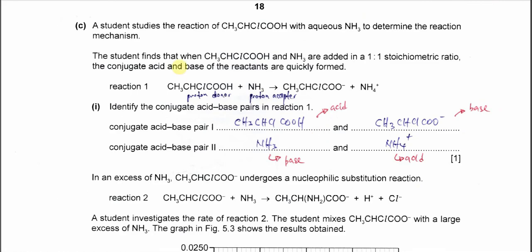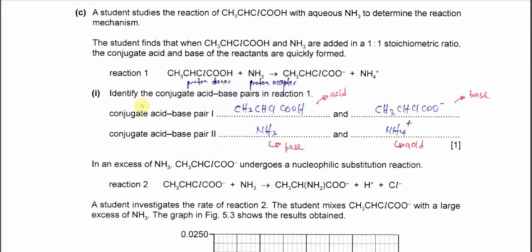Part C. A student studies the reactions of this 2-chloropropanoic acid and the ammonia to determine the reaction mechanism. So this one is the reaction 1. The acid with ammonia forms the salt, ammonium.